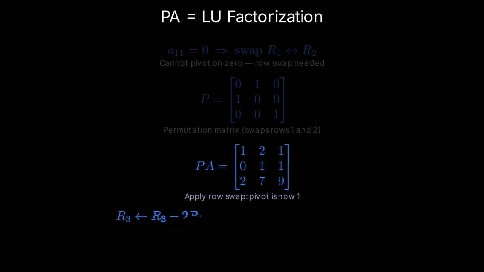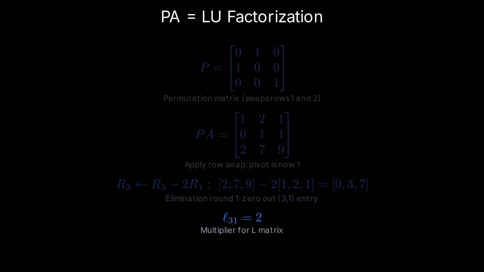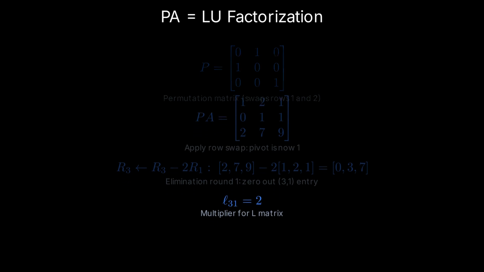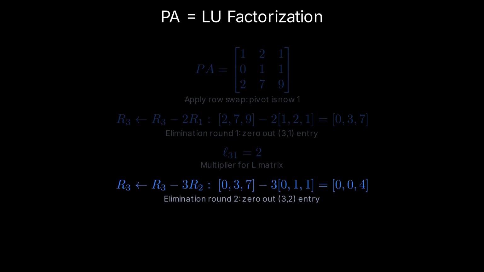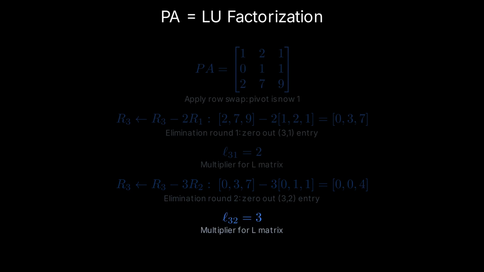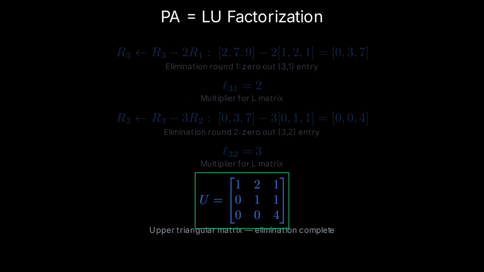Now we eliminate. In the first round, we subtract 2 times row 1 from row 3. That gives us 2 minus 2, 7 minus 4, 9 minus 2, which is 0, 3, 7. The multiplier L31 is 2. In the second round, we subtract 3 times row 2 from the new row 3. That gives us 0 minus 0, 3 minus 3, 7 minus 3, which is 0, 0, 4. The multiplier L32 is 3. We now have the upper triangular matrix U equals 1, 2, 1, 0, 1, 1, 0, 0, 4.